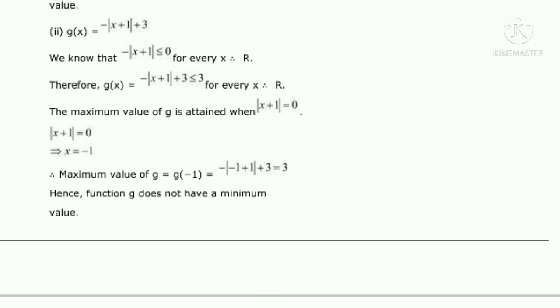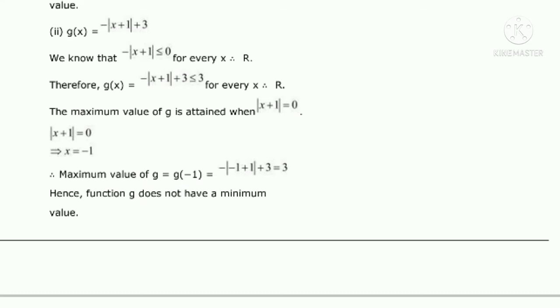First of all, we know the modulus values are always positive. So at first we have to write |x + 1| is greater than or equal to 0, because modulus value means positive. It may be 0 or more than 0. So multiplying both sides by minus, the sign will automatically change, and then we get -|x + 1| is less than or equal to 0, for every x, that is, x belongs to R. Is it clear?